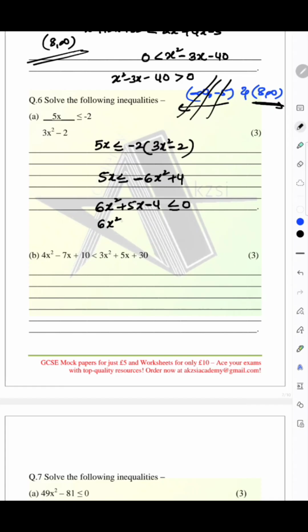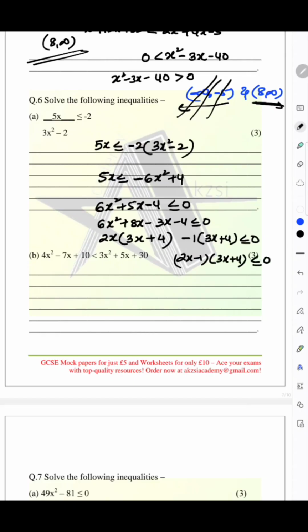So 6x squared plus 8x minus 3x minus 4. Now we have to make the pairs. From here I have to take out 2x as common. Remaining is 3x plus 4. And from here, taking minus 1 as common, 3x plus 4. So two factors are 2x minus 1 times 3x plus 4, less than equal 0.